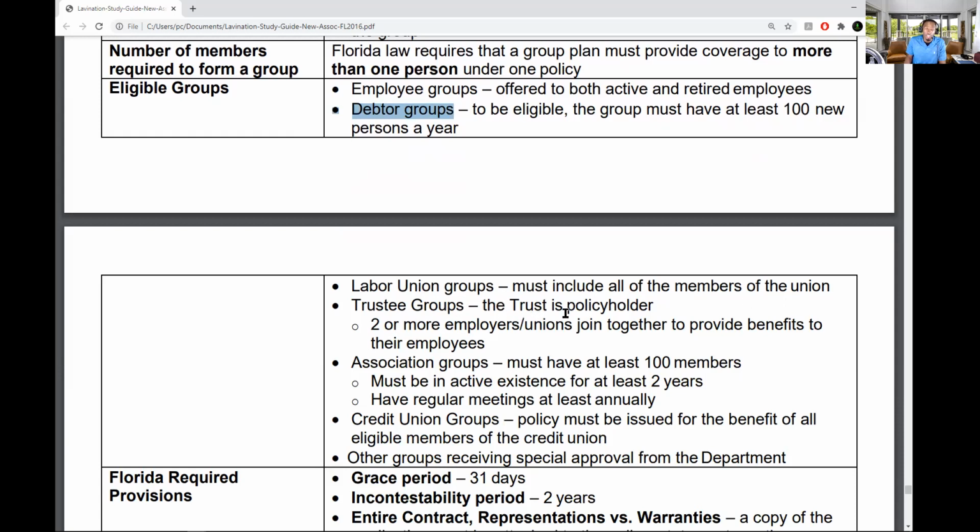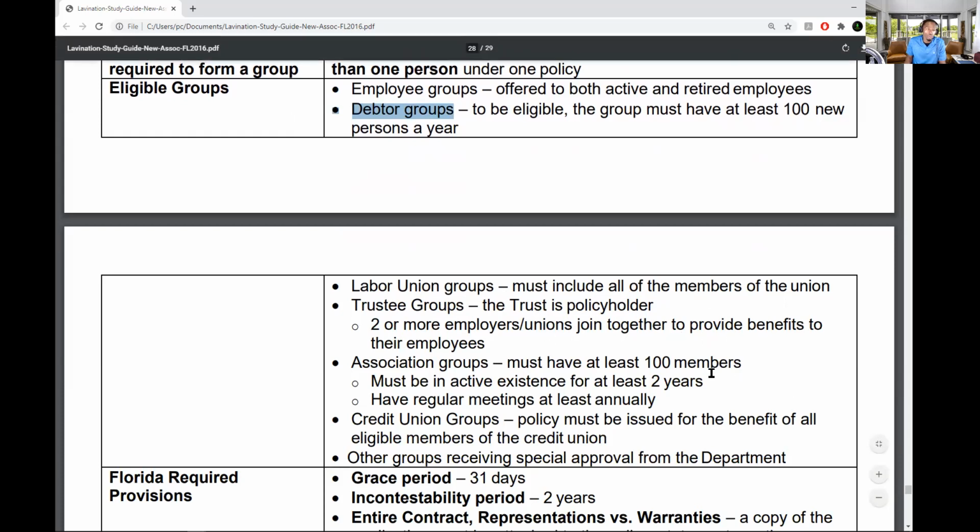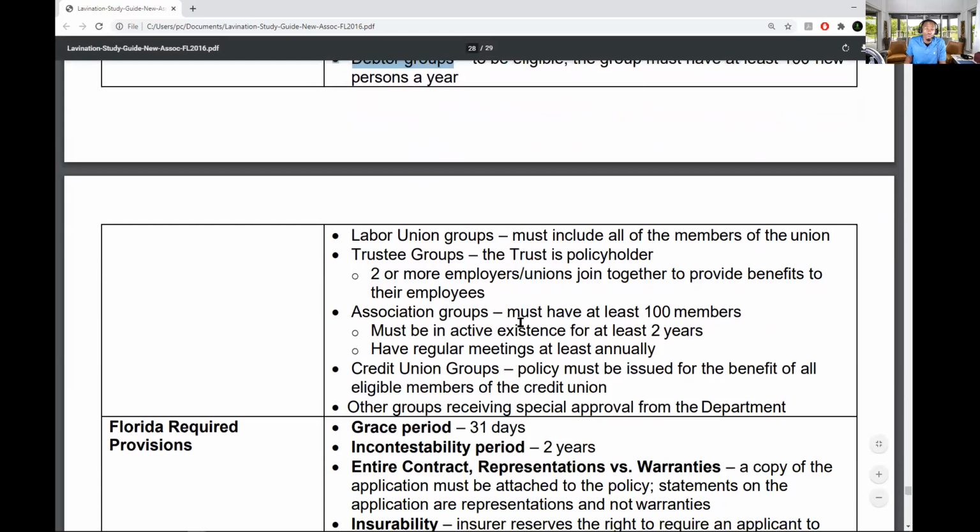Trustee group. The trust is the policyholder. Now, two or more employers or unions join together to provide benefits to their employees. That's called a trustee group. Association group must have at least 100 members as well, just like the debtor group. Must be in active existence for at least 2 years. So the association group must have been there for at least 2 years. Okay, and have regular meetings at least every year.